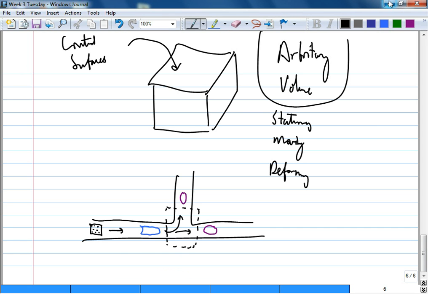So that's our control volume. Things can only go in and out of the control volume through the control surface. It cannot suddenly magically disappear here and appear inside. Normally that doesn't happen, so it has to go through the control surfaces. That's why we talk about the control surface.